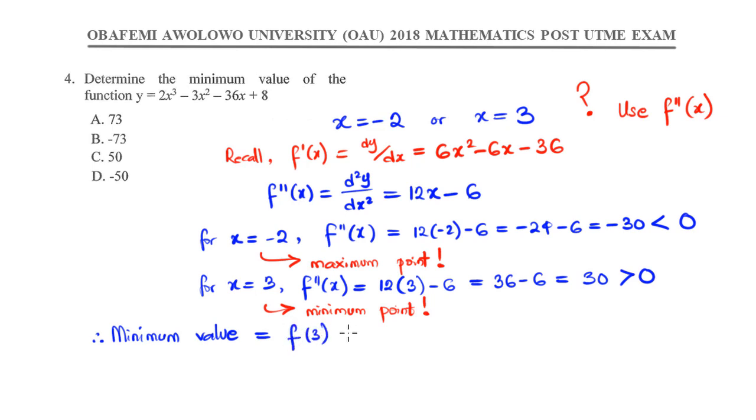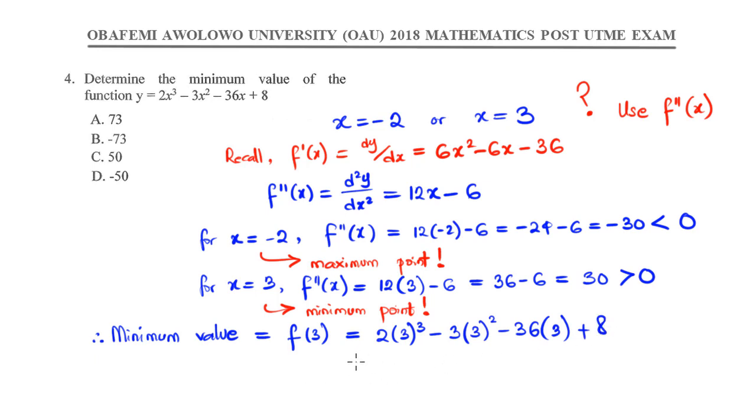So that will be just anywhere we see x, we put 3 in the original function. In this original function, we are going to put 3 in place of x. So we are going to have 2 multiplied by 3 raised to power 3 minus 3 multiplied by 3 raised to power 2 minus 36 multiplied by 3 plus 8.